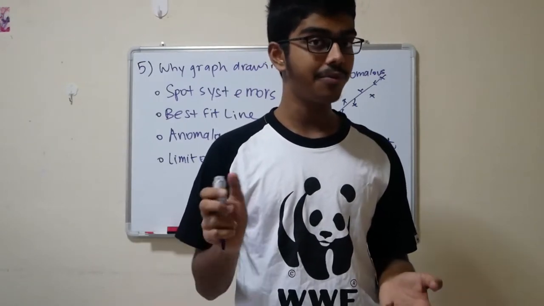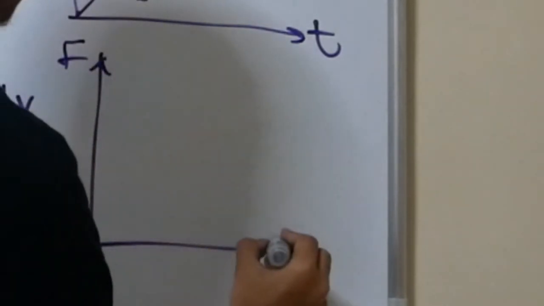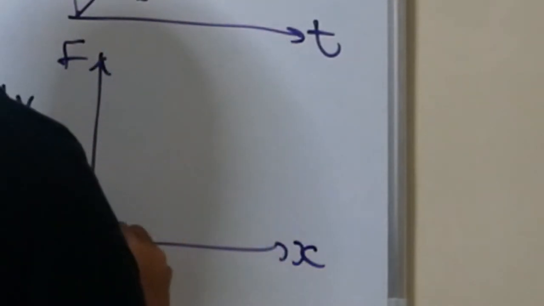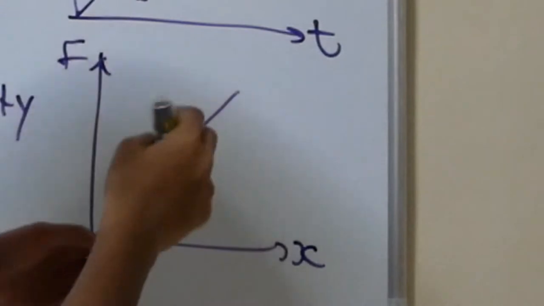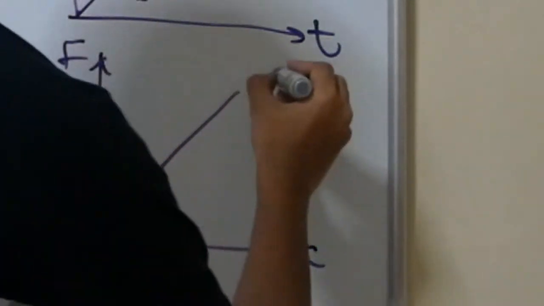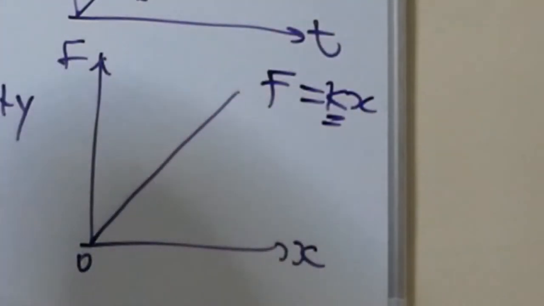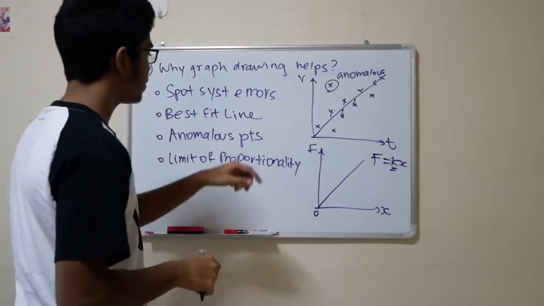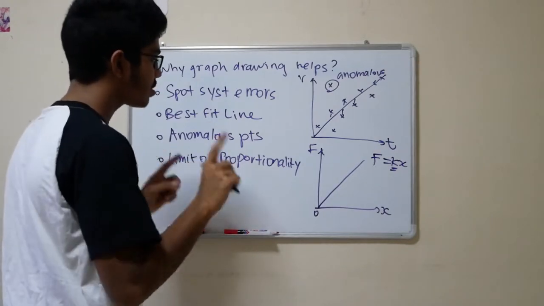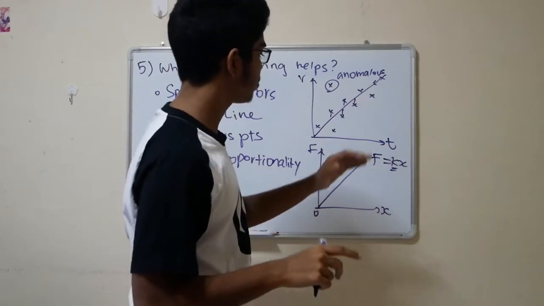Have you heard of this in forces under Hooke's law? That F and the x graph. You extend this, okay? If you extend the spring, correct? The force that is stored in the spring increases. This is a y equals to mx graph. Okay, this is your spring constant. Now, what is the limit of proportionality? Hooke's law states that unless the limit of proportionality is exceeded, it forms a straight line.